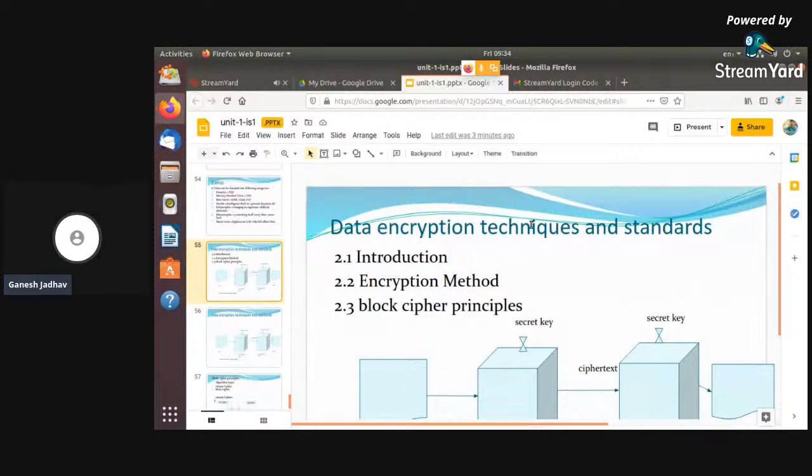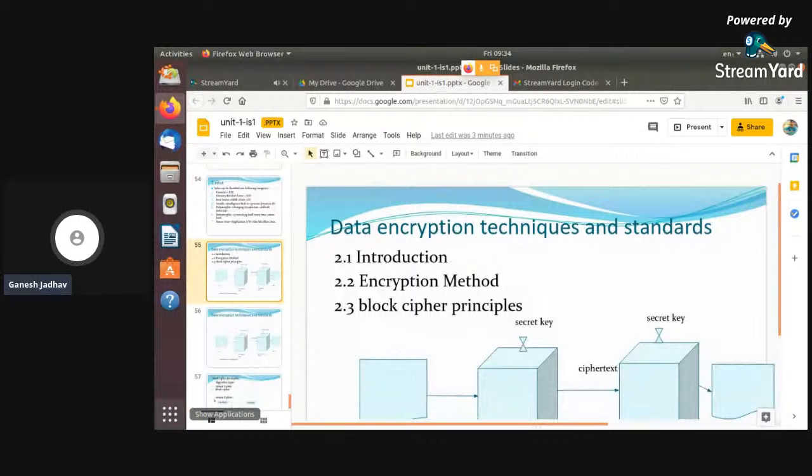So today we start our second unit, that is data encryption techniques and standards. In the previous unit we have seen a number of basic terminologies and why data security is required. In this unit we will see a number of encryption techniques. For these you have to use the basic terminology from the previous unit. The first terminology is plain text, which we denote by P.